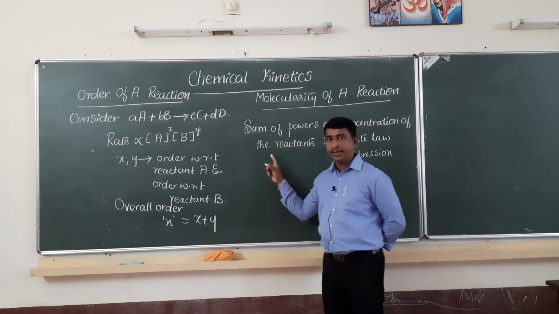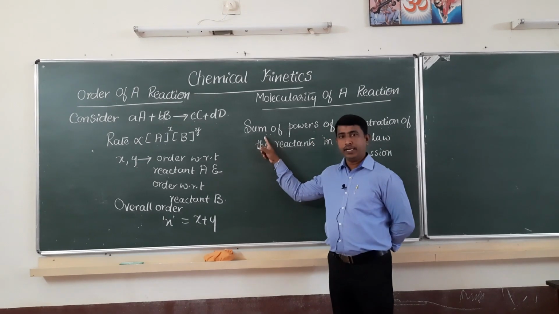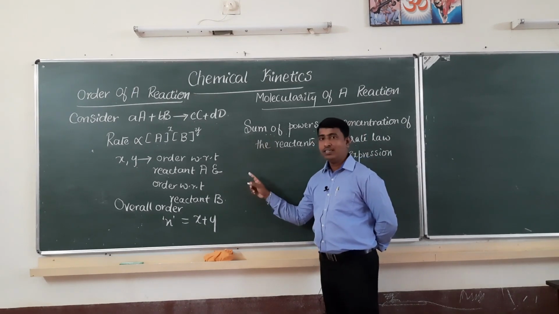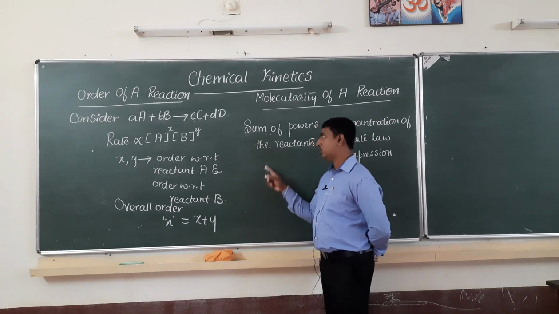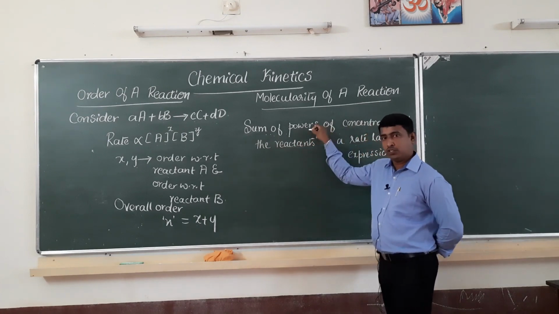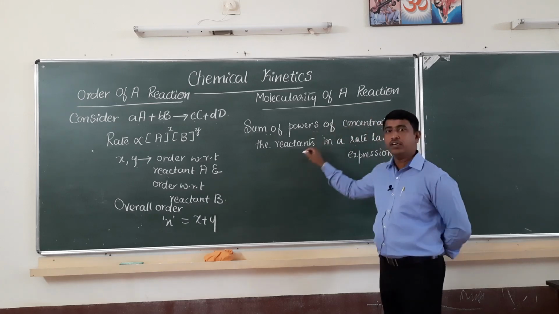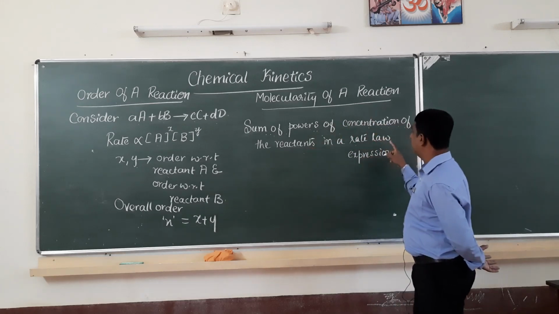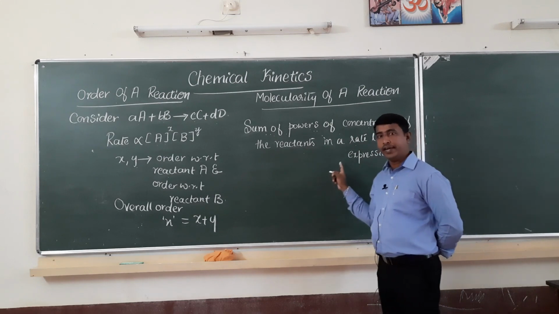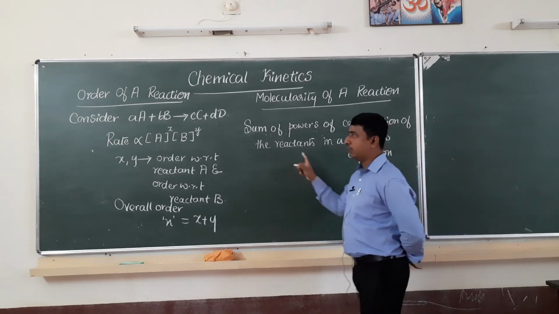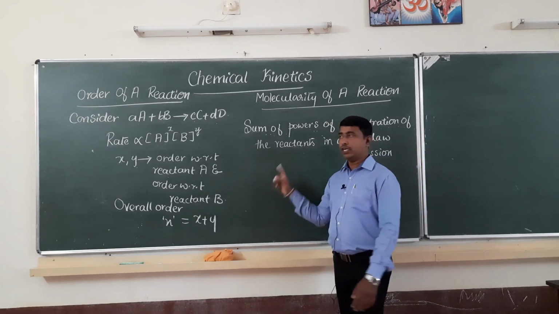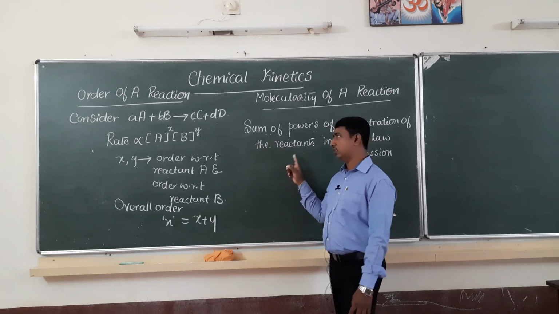So order is defined as what? It is the sum, which means we have to add the exponents in the rate law. So the sum of powers of concentration of the reactants in a rate law expression or in a rate equation is called as what? It is called as order. Called as what? Order of the reaction.